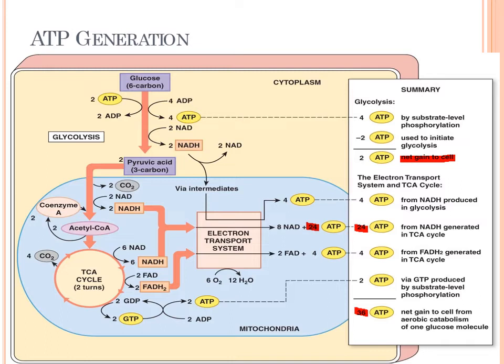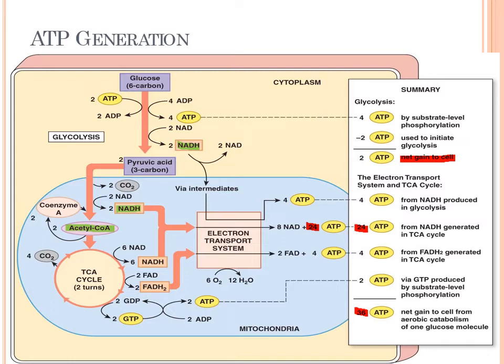Next, the pyruvic acid is going to be broken down into acetyl-CoA, and in that process, it's going to create 2 NADH. We also created 2 NADH up during glycolysis.